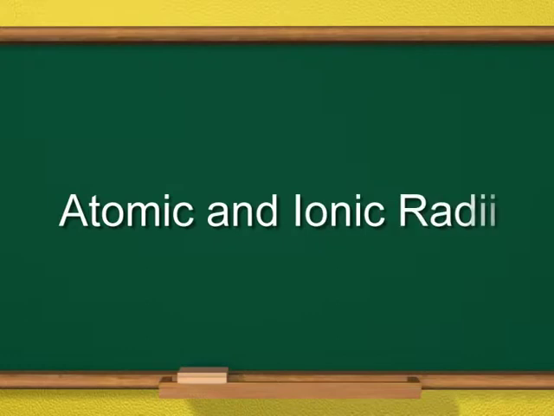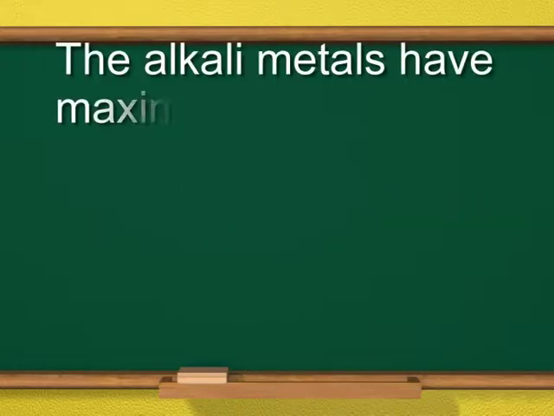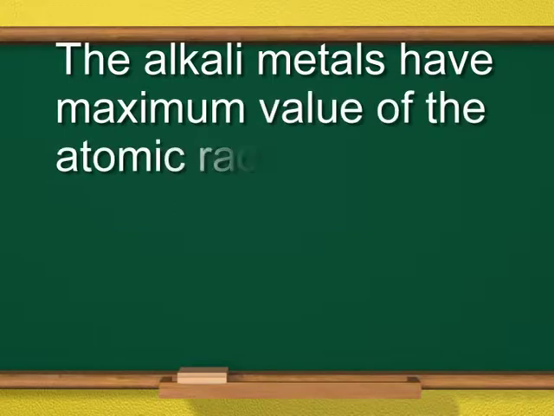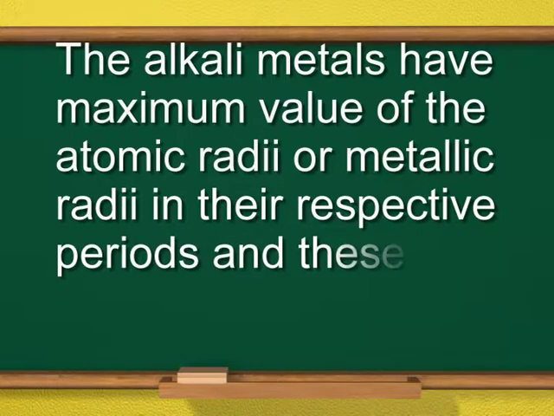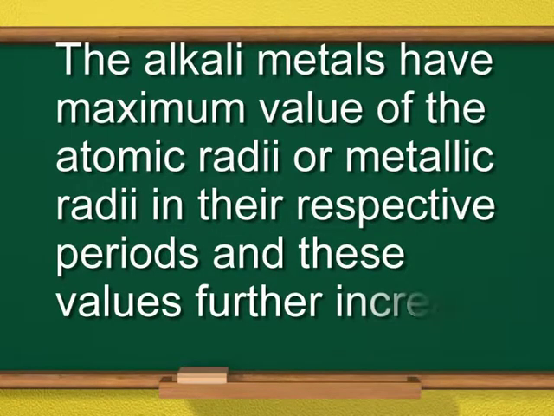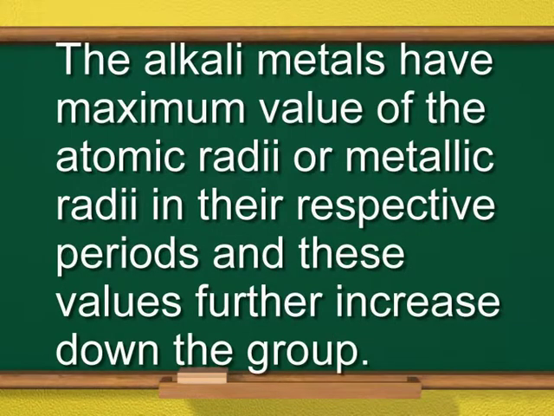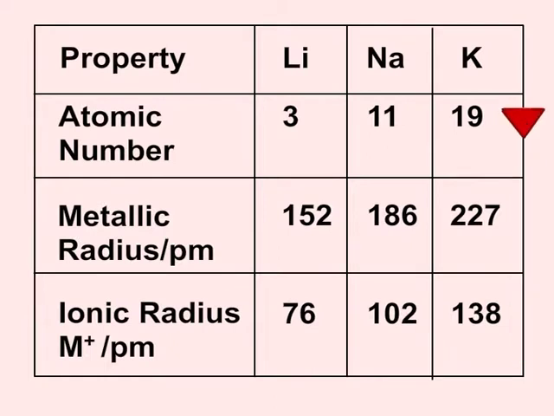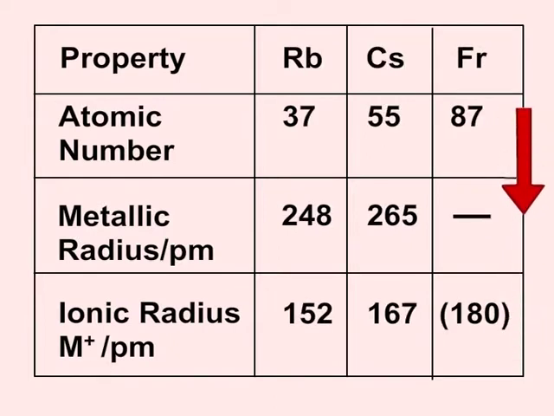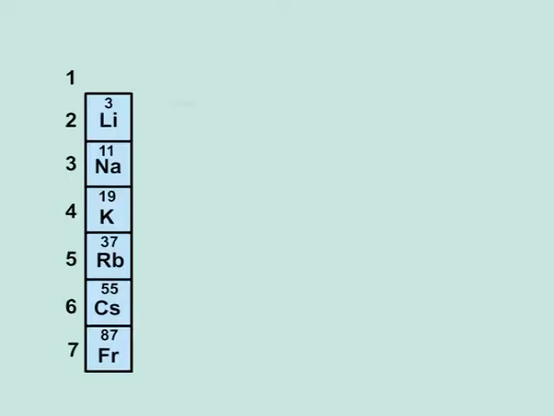Atomic and ionic radii. The alkali metals have maximum value of the atomic radii or metallic radii in the respective periods, and these values further increase down the group. Let's have a look at a table showing atomic number, metallic radius in picometer and ionic radius of cations in picometer of the alkali metals.